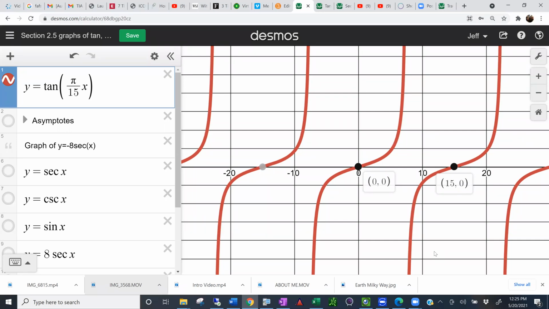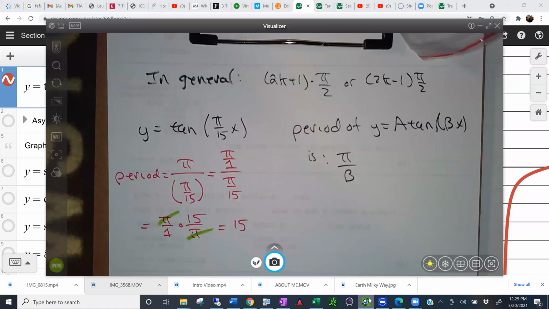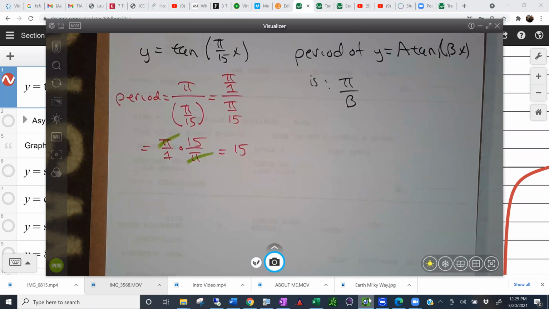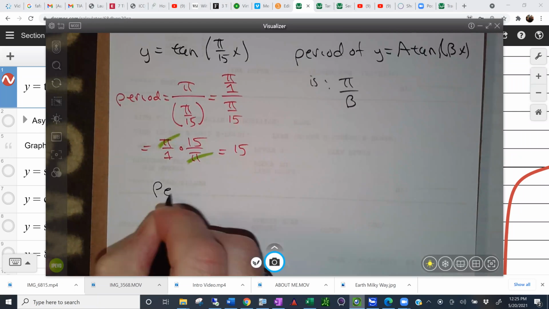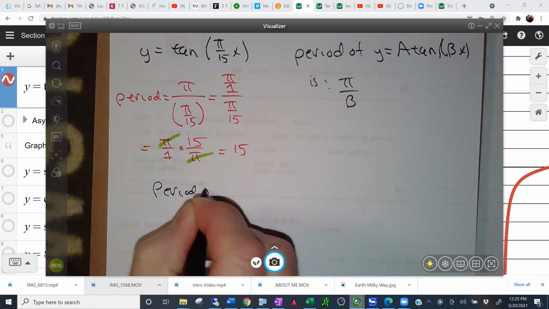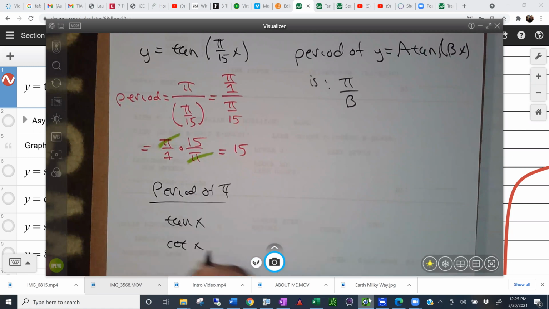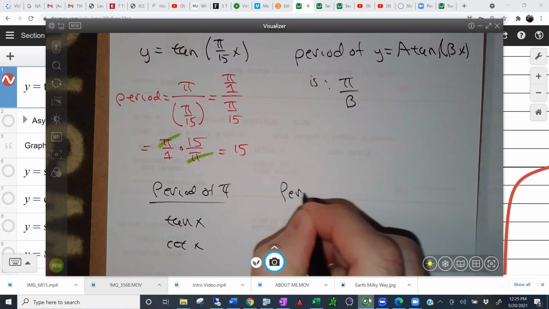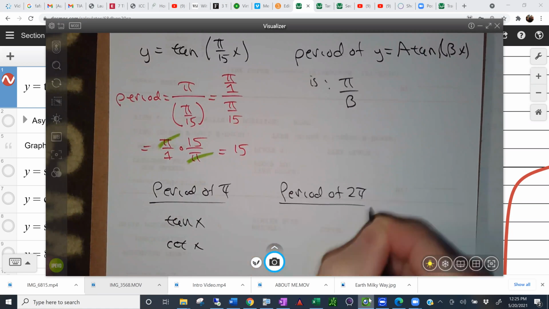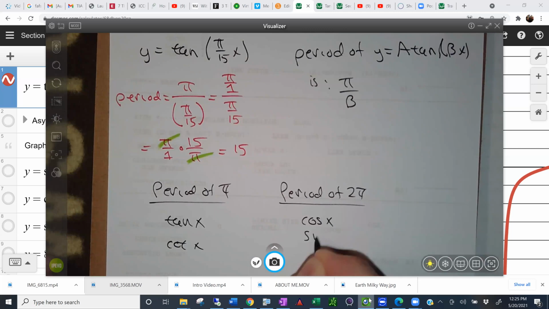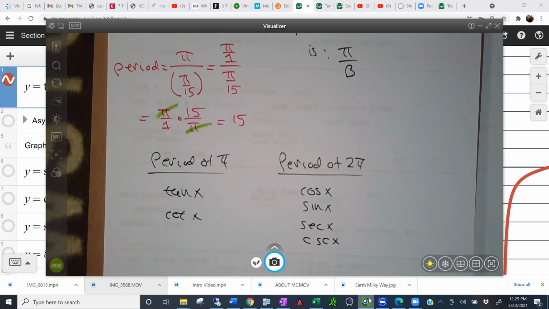What you're going to have to be careful of when you're working with these kinds of problems is that tangent and cotangent have a period of pi, whereas everything else has a period of 2 pi. So period of pi: tangent of x, cotangent of x. Period of 2 pi would be cosine, sine, secant, and cosecant. So just keep those in mind. There's a couple basic differences regarding the graph of the tangent and cotangent.